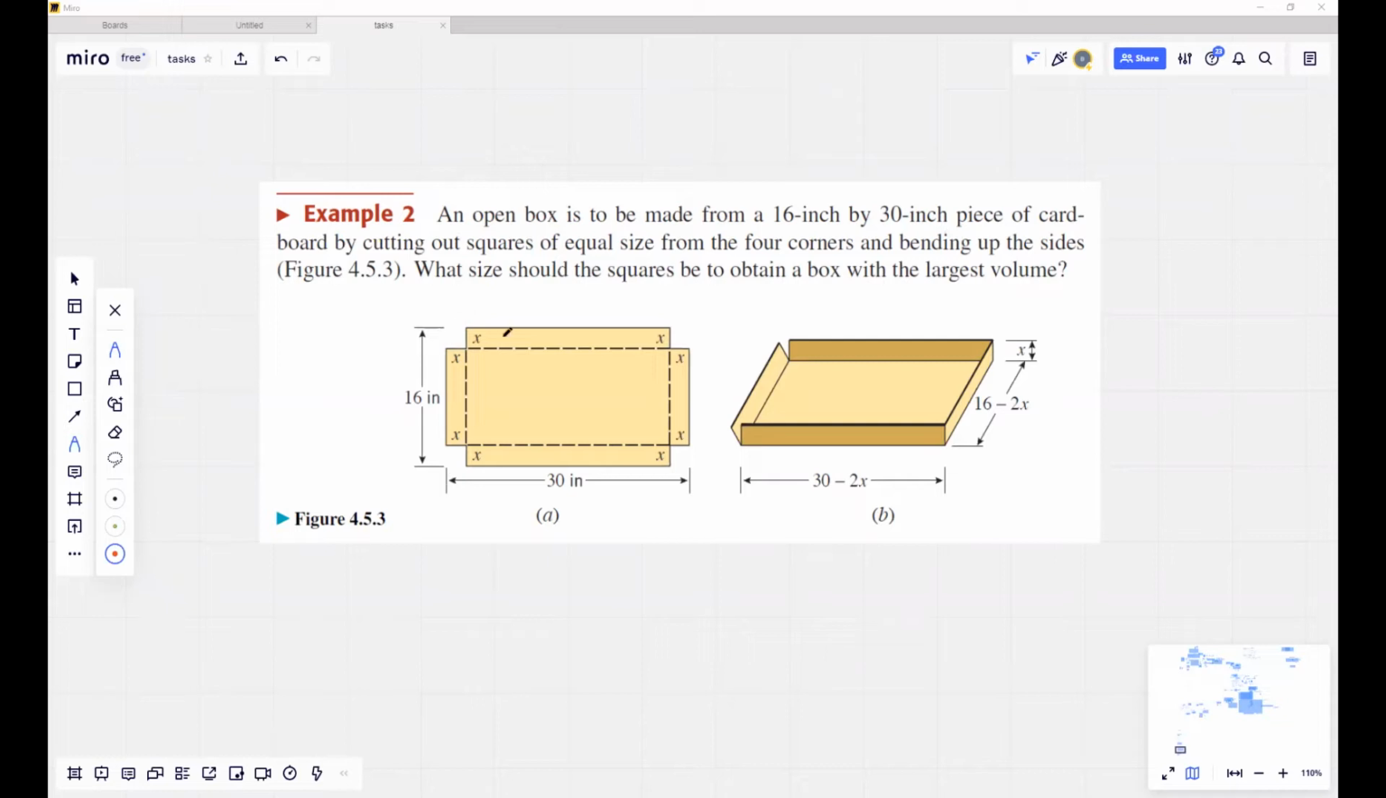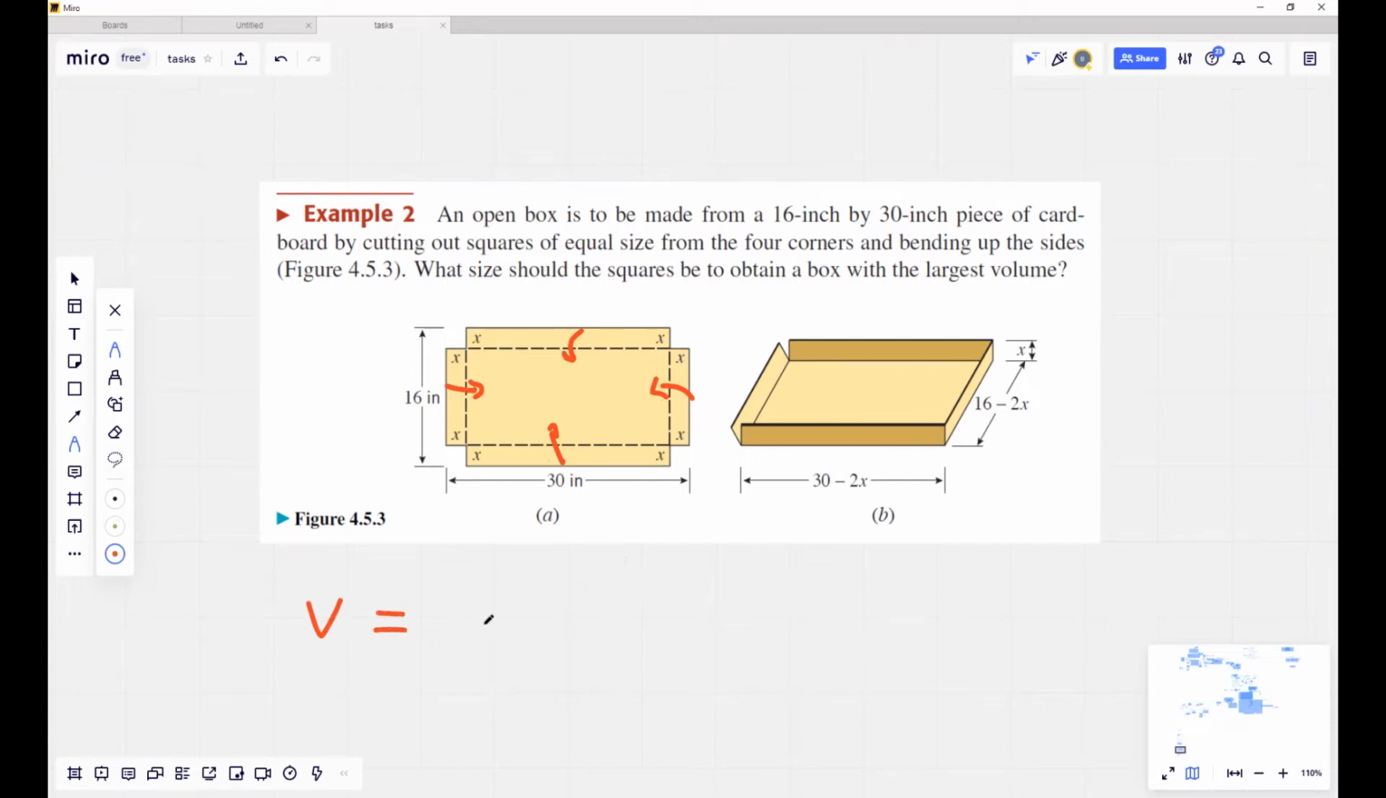So we have a rectangular region of cardboard and we cut out squares of side length x at the corners. Then we lift those up such that we have the following box that is open at the top. And we need to find the value of x that will maximize the volume of that box. So let's start by writing down the function that we need to maximize.